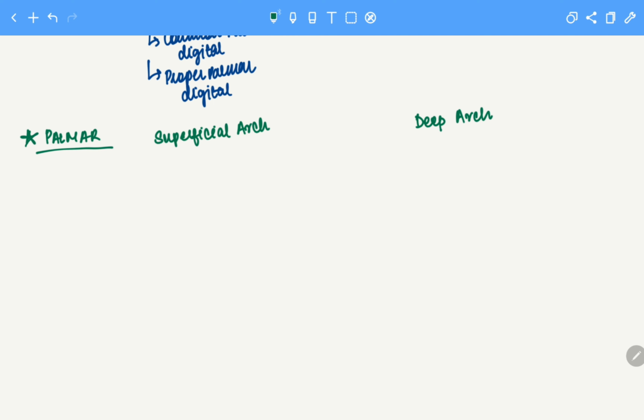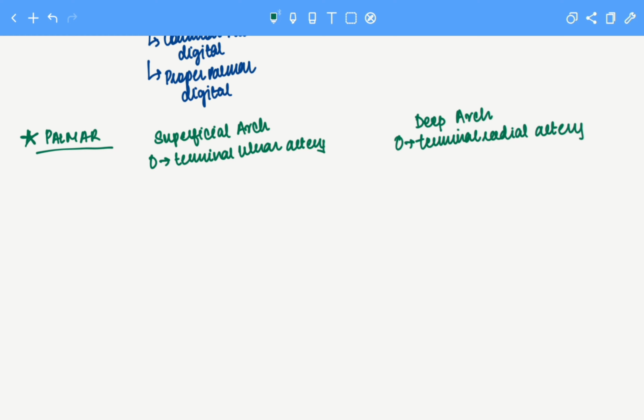So the superficial arch will originate from the terminal part of the ulnar artery, whereas the deep arch originates from the terminal part of the radial artery. The superficial and deep palmar arches will also originate from the palmar branch of the radial artery and the palmar branch of the ulnar artery respectively.